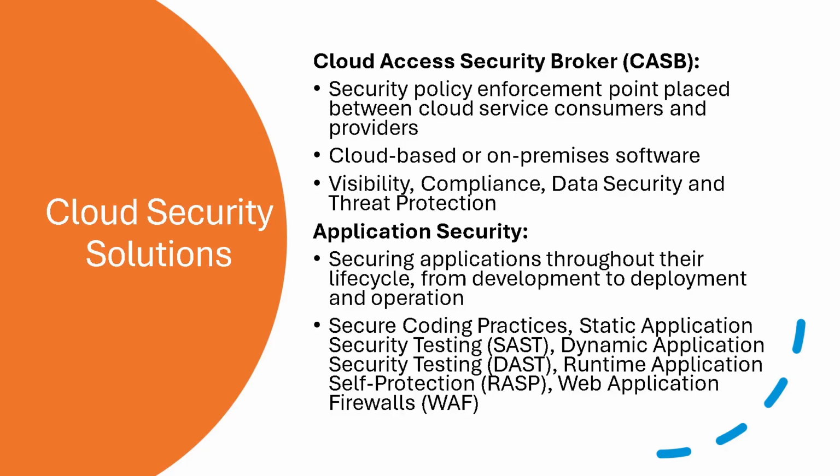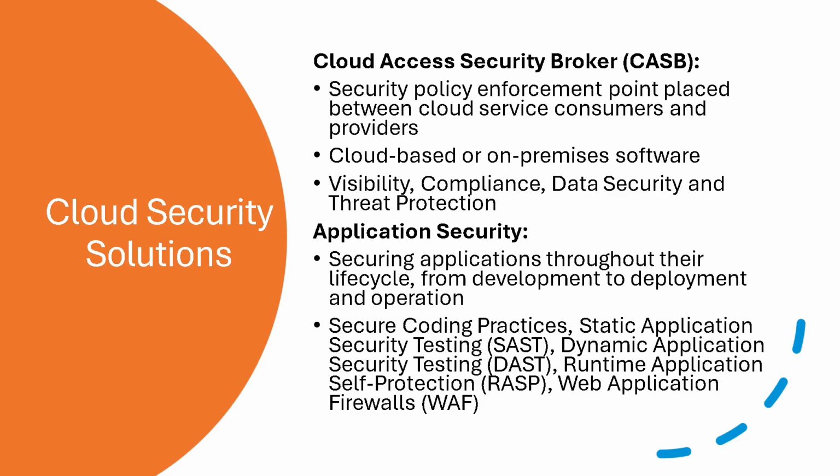Cloud security solutions. Cloud Access Security Broker or CASB. CASB is a security policy enforcement point placed between cloud service consumers and providers to enforce enterprise security policies. It can be cloud based or on premises. It provides insight into cloud application usage, ensures adherence to regulatory requirements, protects sensitive data through encryption, tokenization, and data loss prevention, and detects and mitigates threats like malware and compromised accounts.